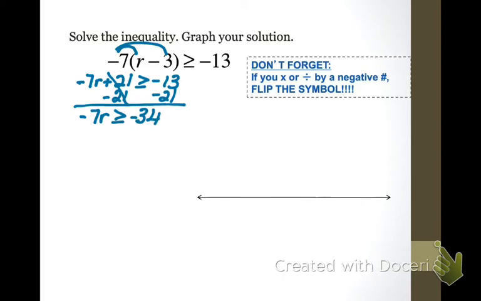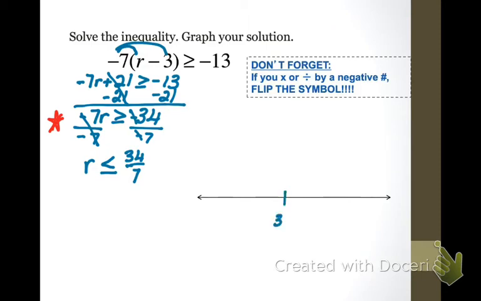To get rid of the negative 7, I'm going to divide. That's my inverse operation. And I'm going to say, hey, did I just divide by a negative? Yes, I did. So I have to flip my inequality symbol. So now it's going to be r is less than or equal to 34/7. And I'm just going to leave that as an improper fraction because it will not reduce to a whole number.